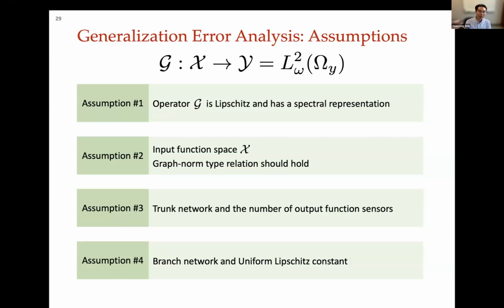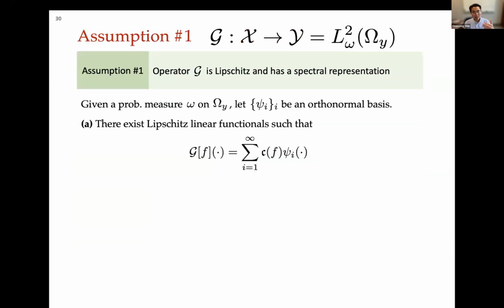The second one is the input function space, for which we need to establish some graph norm type relation. We also argue that the input function space is a metric space. We will see that. The third and fourth assumptions are about the trunk network and the number of sensors, output function sensors. That is also related to the spectral representation, the branch network, and the uniform richness constants. That is somehow the standard way of doing it. So let me go over the details.